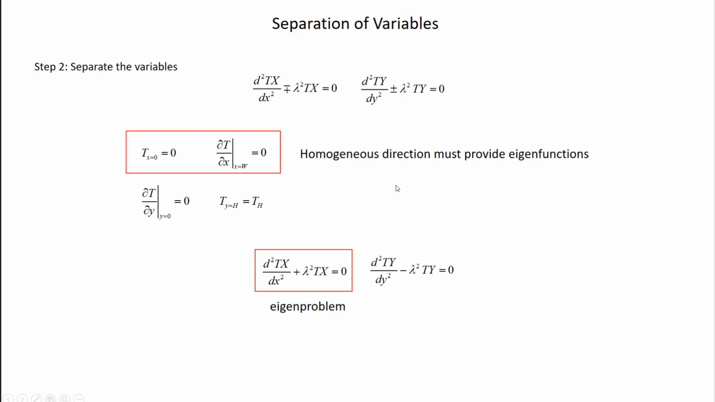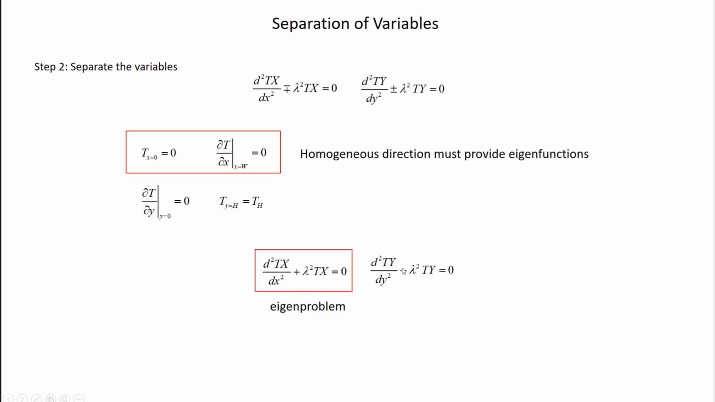Our homogeneous direction must provide our eigenfunctions, and our eigenfunctions are always going to be sines and cosines, or the combination of the two. So if I go back and look at my sheet in terms of what ODE gives me sines and cosines, it's going to tell me that the ODE that's solved by sines and cosines is the one that has a plus here. The ODE that's solved by sinhes and coshes is the one that has the negative here, right?